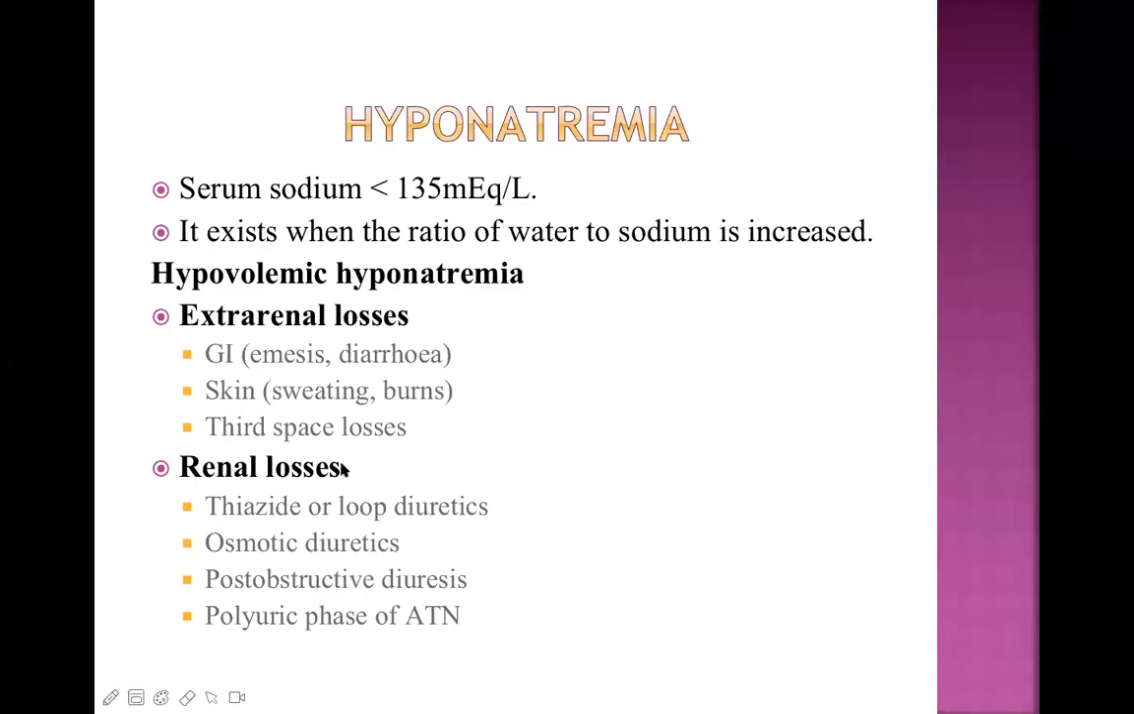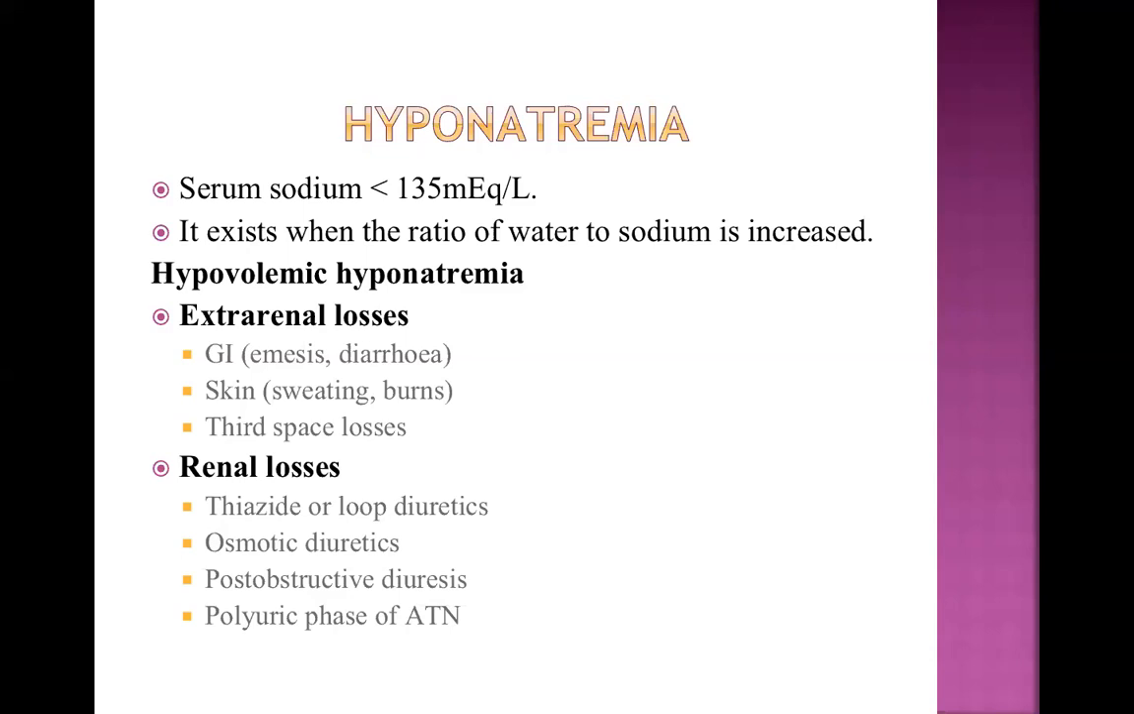Now, second group are renal losses, like use of excessive diuretic, thiazide or loop diuretic. Loop is the most potent, and after that thiazide diuretics. Osmotic diuretic like mannitol is the good example here. Urea and mannitol are osmotic diuretics. Post-obstructive diuresis. What is the meaning? Let me explain. Very interesting condition.